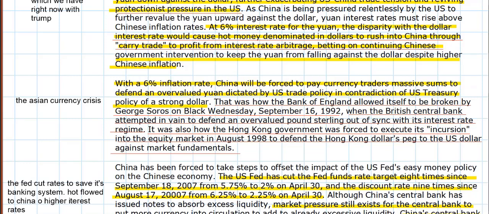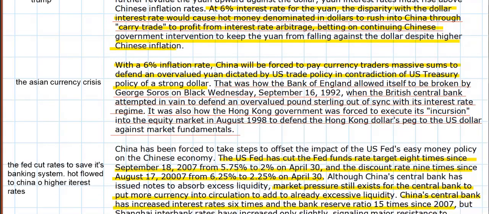That was how the Bank of England allowed itself to be broken by George Soros on Black Wednesday, September 16, 1992, when the British Central Bank attempted in vain to defend an overvalued pound sterling out of sync with its interest rate regime. It was also how the Hong Kong government was forced to execute its incursion into the equity market in August 1998 to defend the Hong Kong dollar pegged to the U.S. dollar against market fundamentals. That is the Asian currency crisis.